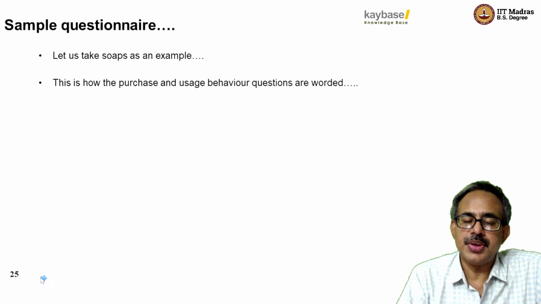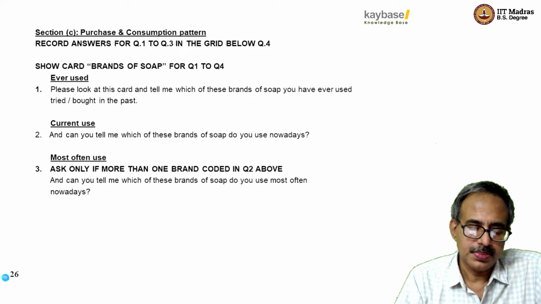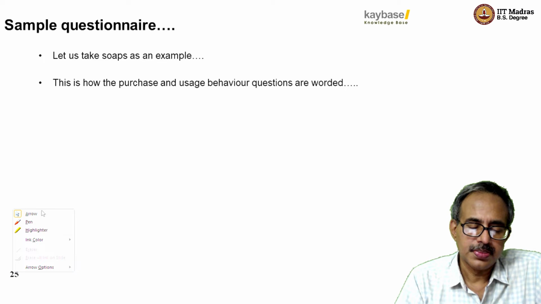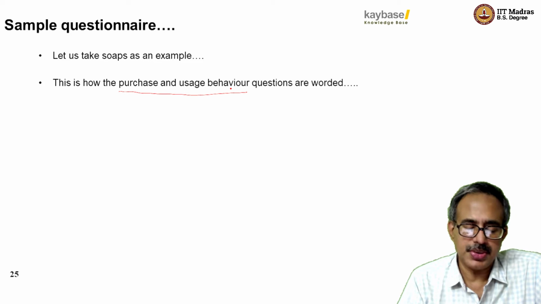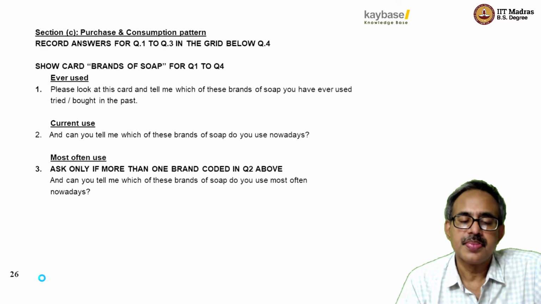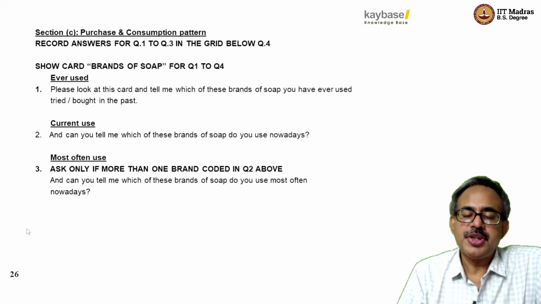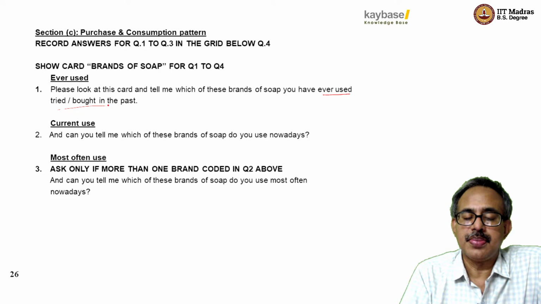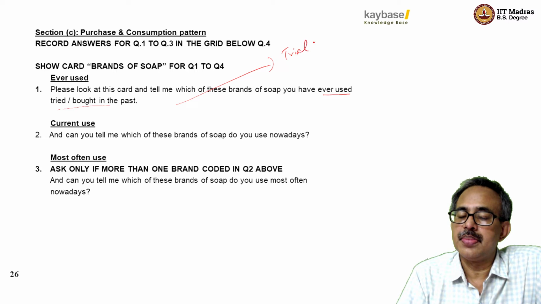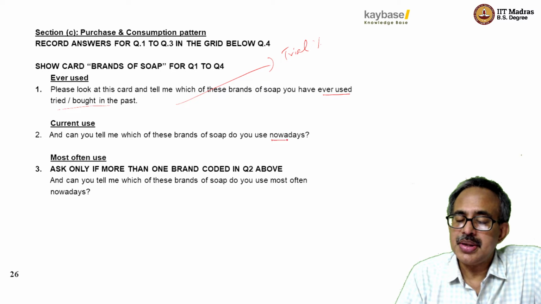So continuing with this, the next section is purchase and usage behavior. It is purchase and usage behavior with respect to soaps. So the first question is, which brands have you ever tried or used in the past? This leads to a measure called trial. Okay. Which brands do you use nowadays?